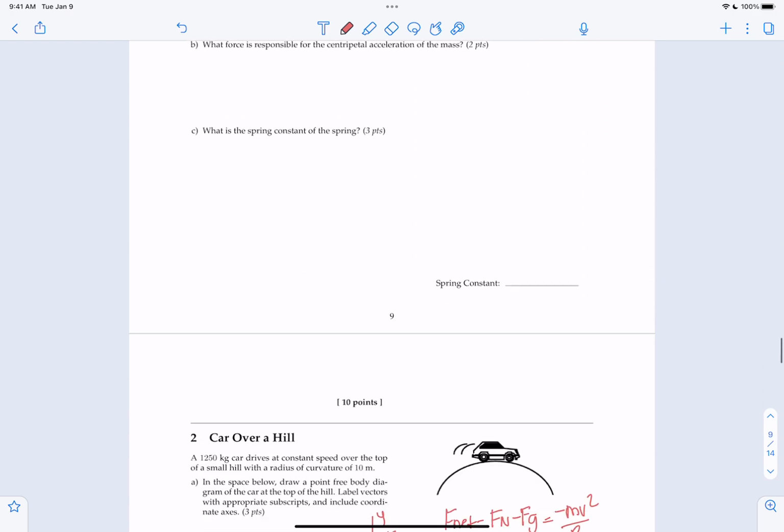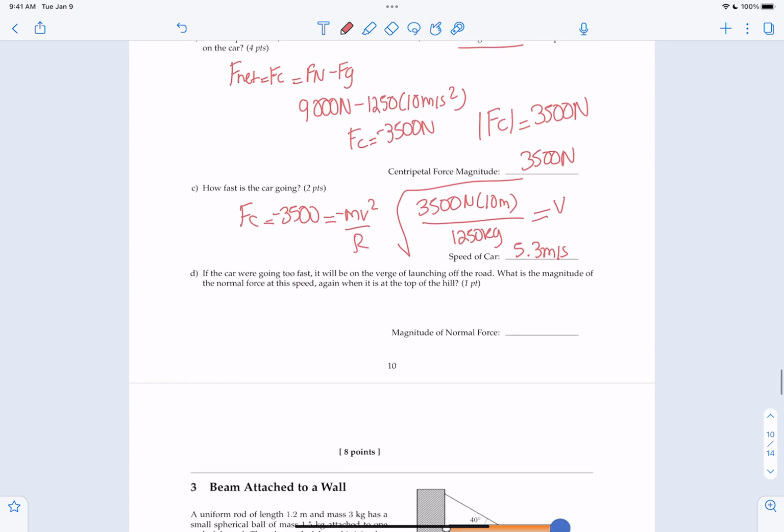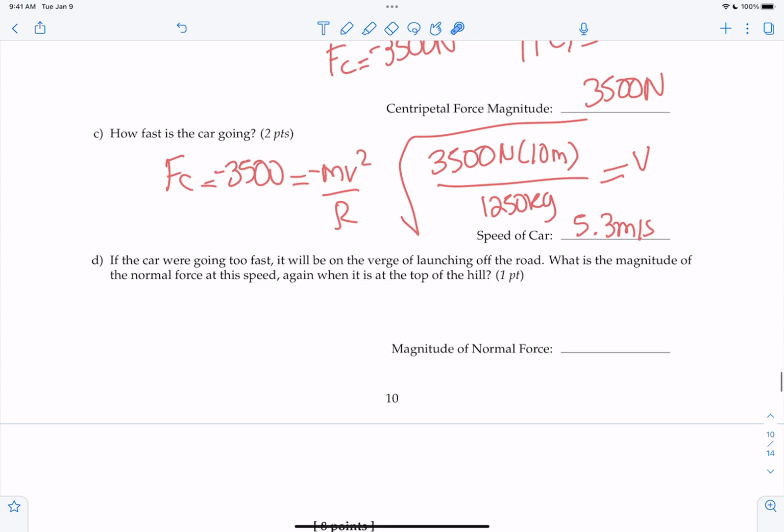But bringing it back to this problem number 2, the last thing here is that if the car were going too fast, it will be on the verge of launching off the road. What is the magnitude of the normal force at this speed when it's at the top of the hill? If the car is on the verge of launching off the road, about to lose contact, the normal force would just be 0, right?